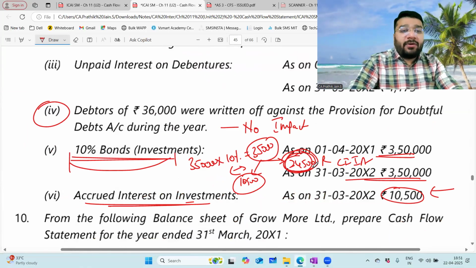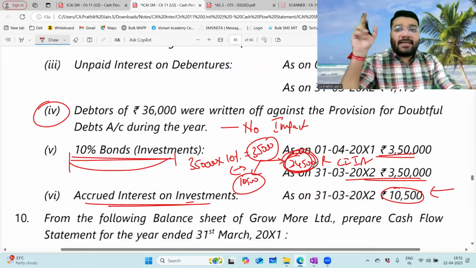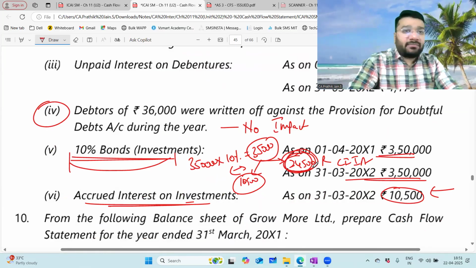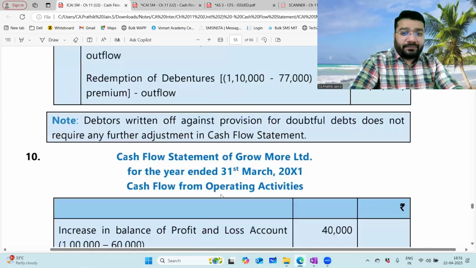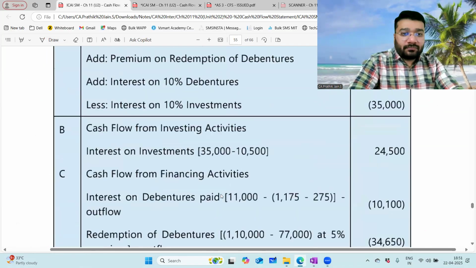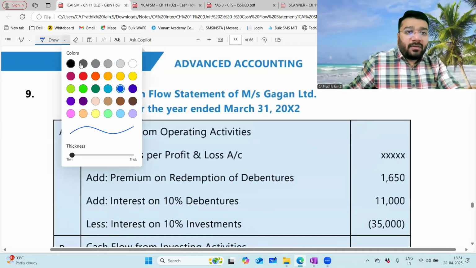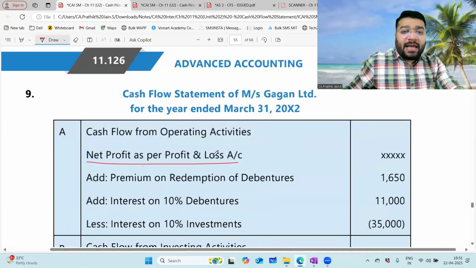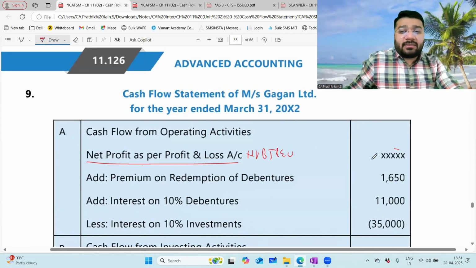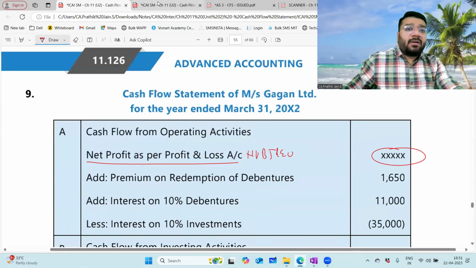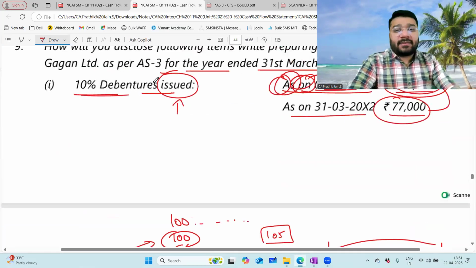Profit is not given. What will you do? Put profit as X and 0 and leave it. I mean, not 0, that is not given. It is dash, hyphen. See, net profit as per P&L, that is net profit before tax and extraordinary item, is this.